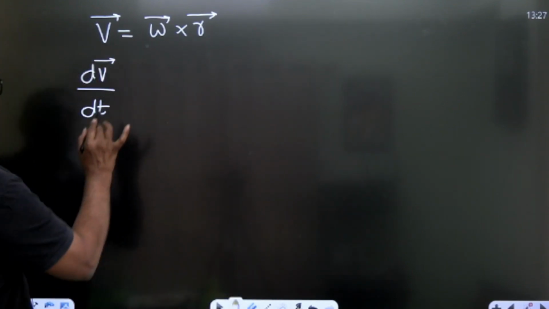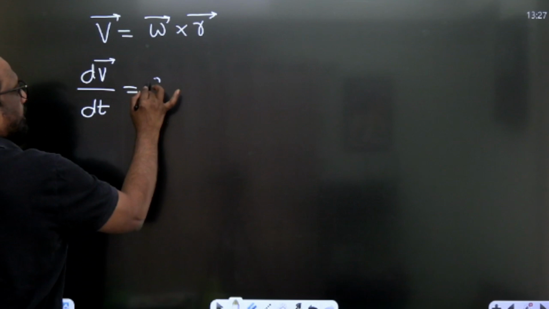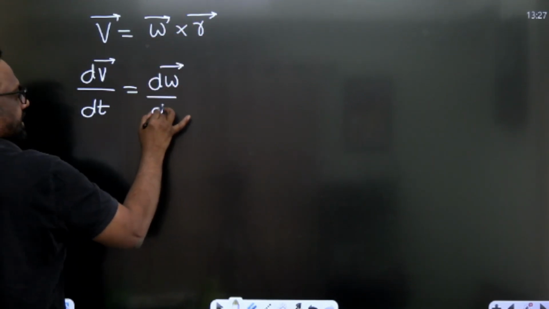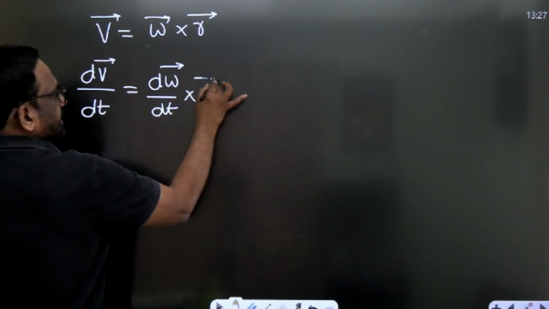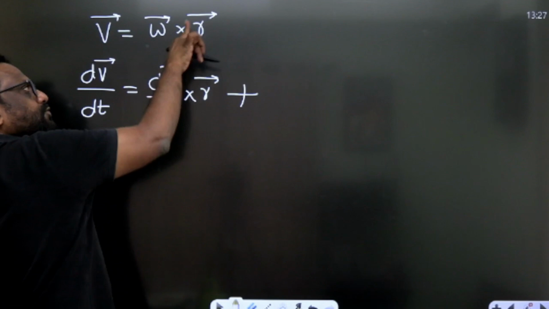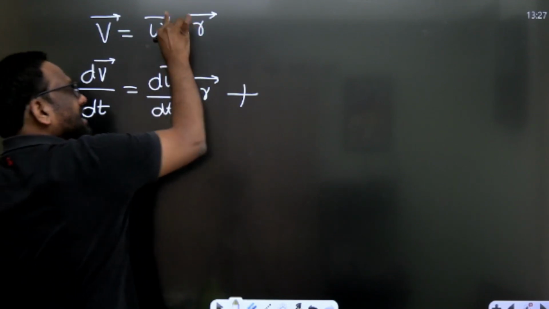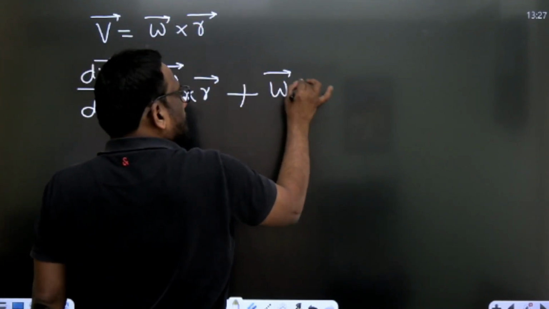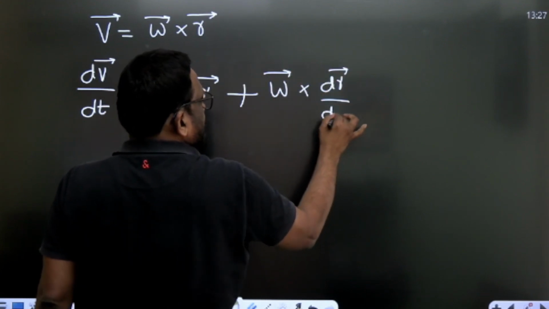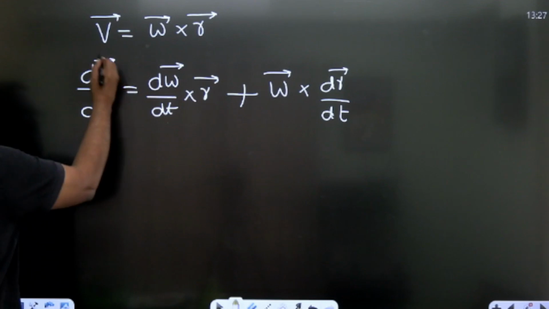So therefore, now differentiate. d omega by dt into r cross, don't change the position of this, it is something like the uv principle, plus, differentiate this once and keep the other as it is, and then keep this one like this only. Now you differentiate this, dr cap by dt. Excellent, sirs.